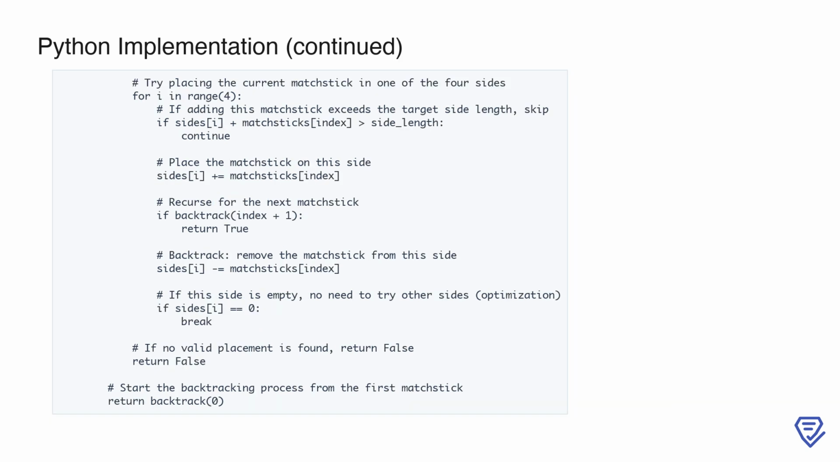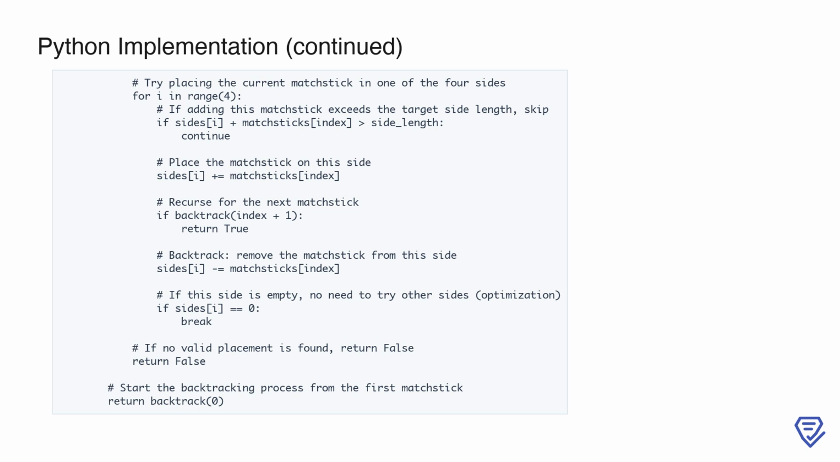The backtrack function continues by iterating through each of the 4 sides to determine where the current matchstick can be placed. If adding the matchstick to a side would exceed the target length, we skip that side. Otherwise, we add the matchstick to the current side and recursively attempt to place the next matchstick. If the recursive call successfully forms a square, we return true.